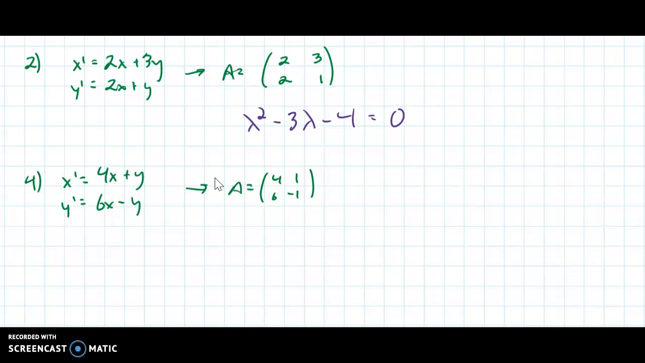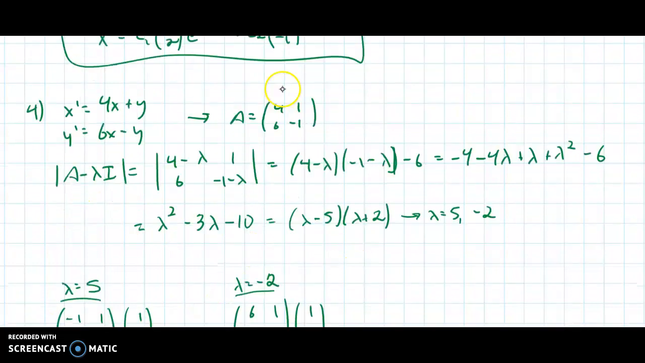Here comes your answer. It is lambda squared, trace 4 minus 1. That is 3. And then negate it, I will get minus 3 lambda. And then this determinant, negative 4 minus 6, gives me minus 10 equals 0. Lambda squared minus 3 lambda minus 10 equals 0.